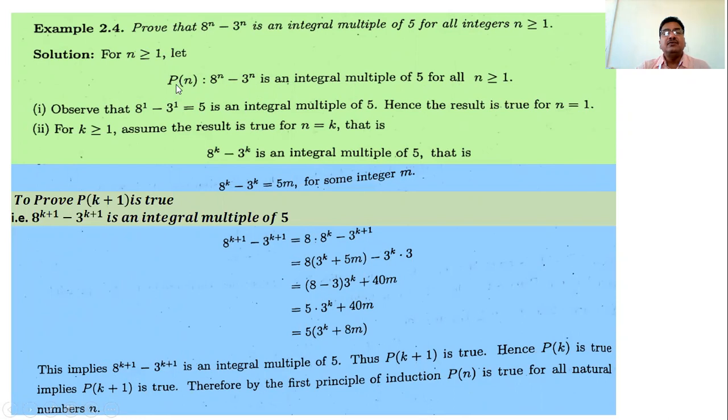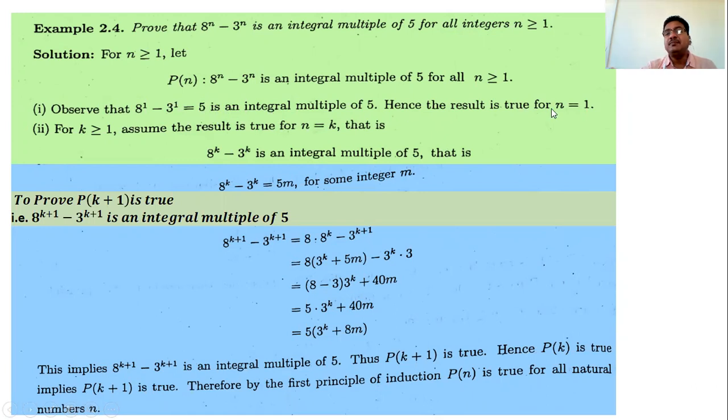And now what is the first step? We have to prove this result by using mathematical induction. So the first step is: prove the result is true for n is equal to 1. That is, show P1 is true. That is, substitute n as 1. So what do we have? 8 raised to 1 minus 3 raised to 1 is 5, and 5 is an integral multiple of 5 because 5 is expressed as 5 into 1, and hence the result is true for n is equal to 1, that is P1 is true.